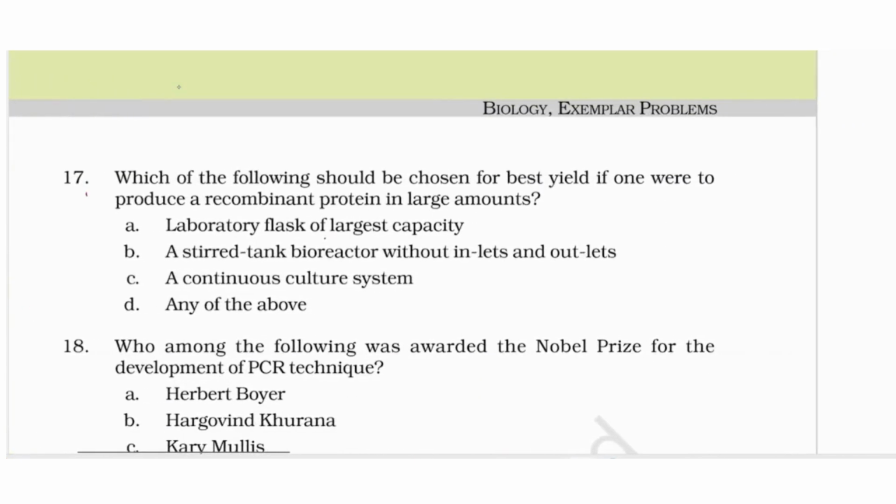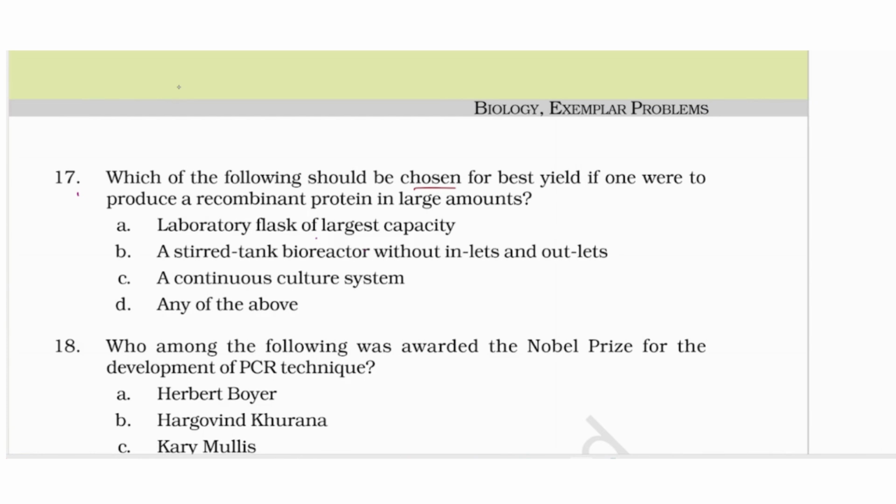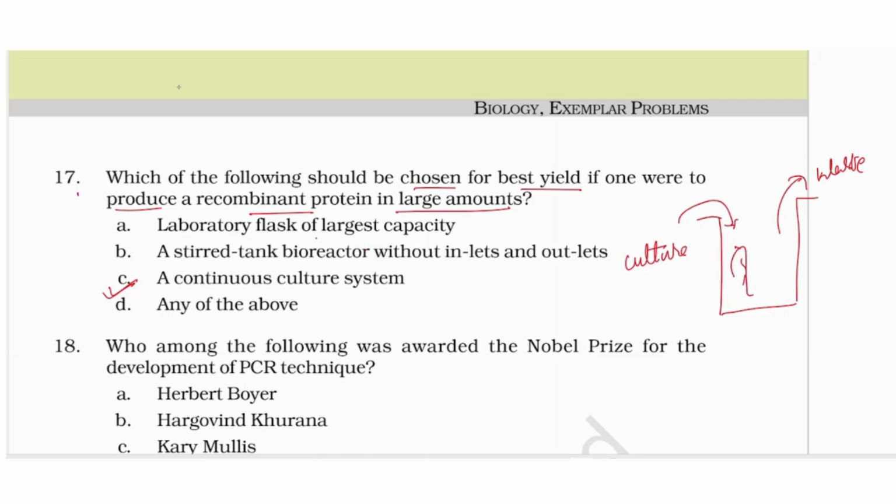Next, question 17 is: which of the following should be chosen for the best yield if one were to produce a recombinant protein in a large amount? Then what should we use? We will use the continuous culture. The reason is, for example, this is the bioreactor, and in this we are continuously adding new culture, and from the other end we are continuously removing the waste. Adding culture is not a big deal, but the waste should also be removed with time, because bacteria are growing, so definitely waste product would be there.